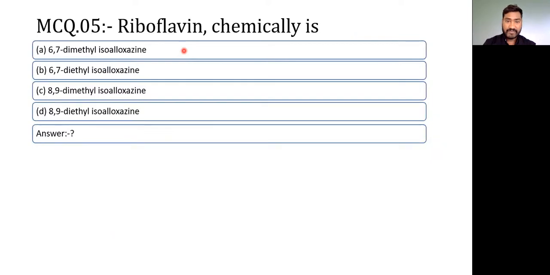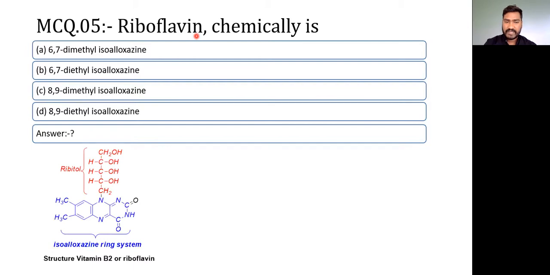So let's see, riboflavin is chemically what? You have to remember the chemical structure, it is part of chemistry. So first see, you can see the riboflavin. It is the flavin ring, flavonoids, you know that. So options are here. If you know the structure, I will just show you the structure. Here is the structure of vitamin B2, which is known as riboflavin.